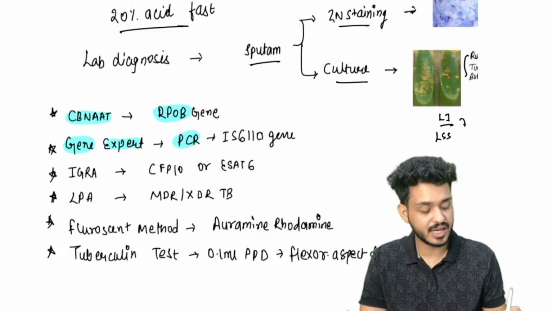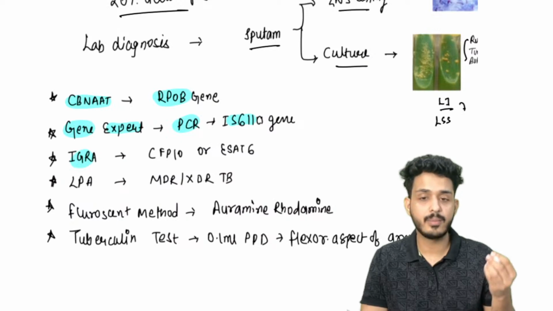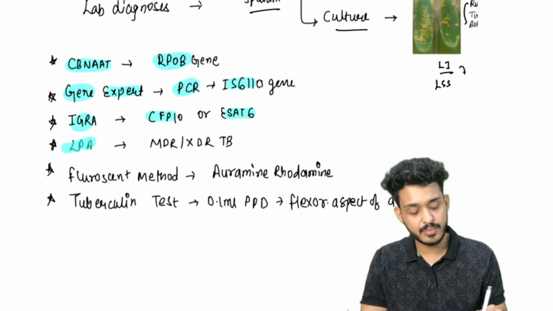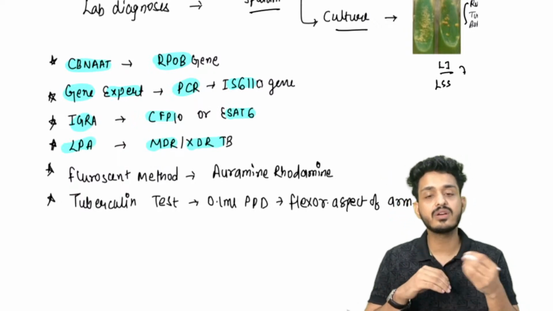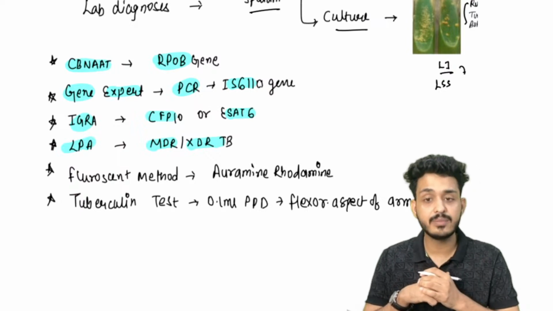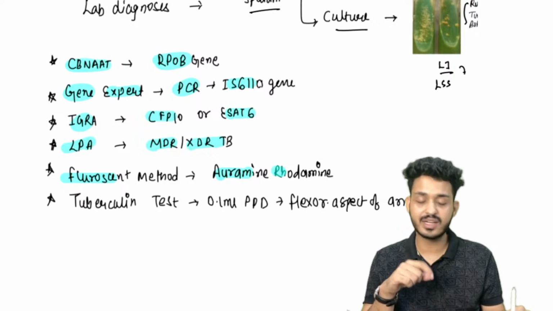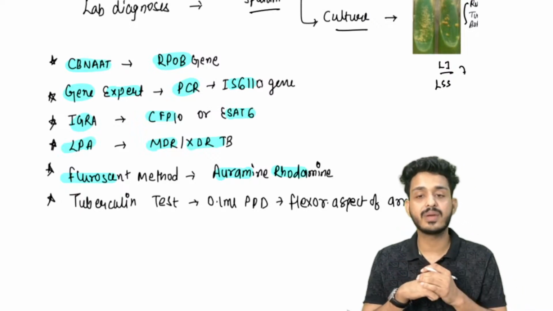We are using PCR, IS6110 gene, IGRA, interferon gamma release assay. We are having CFP10 or ESAT6. We are having line probe assay, that is used for MDR or XDR TB. We need to identify drug resistant TB, so we can do line probe assay. Okay. Fluorescent method, I've already told you, we are using it for central institutes or big institutions. We are using auramine rhodamine dye.